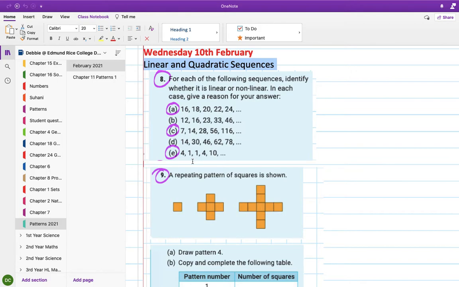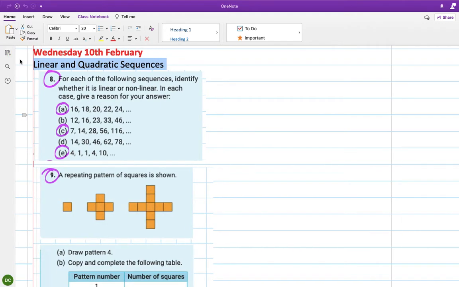So the homework from Wednesday. For each of the following sequences, identify whether it is linear or non-linear, and in each case, give a reason for your answer.